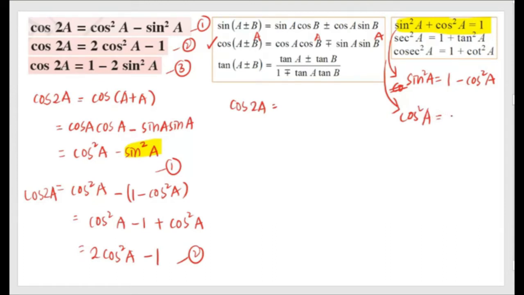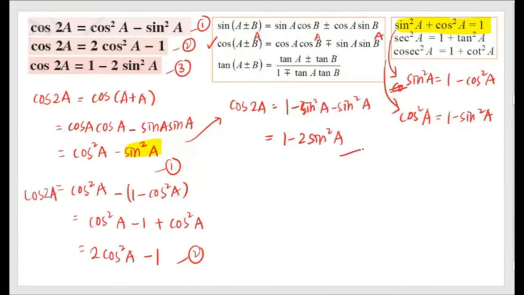Okay, because we don't want cos. We want cos to become sine. Cos square a is equal to 1 minus sine square a. So for cos square a, we change inside from here to here: cos square a is 1 minus sine square a, minus sine square a. So you get 1 minus 2 sine square a. So we get the third equation.